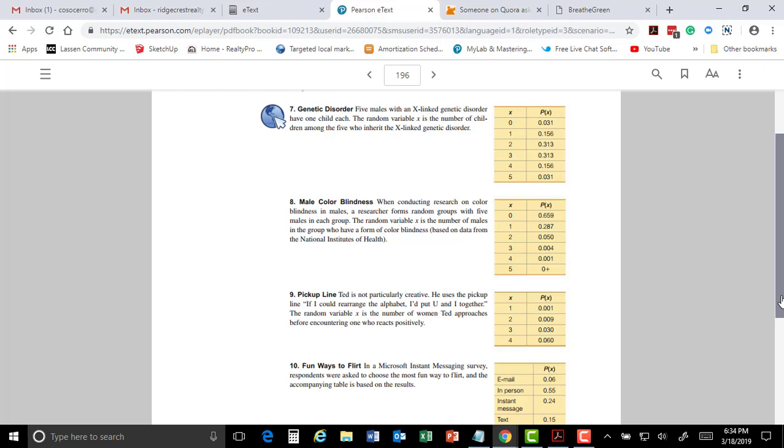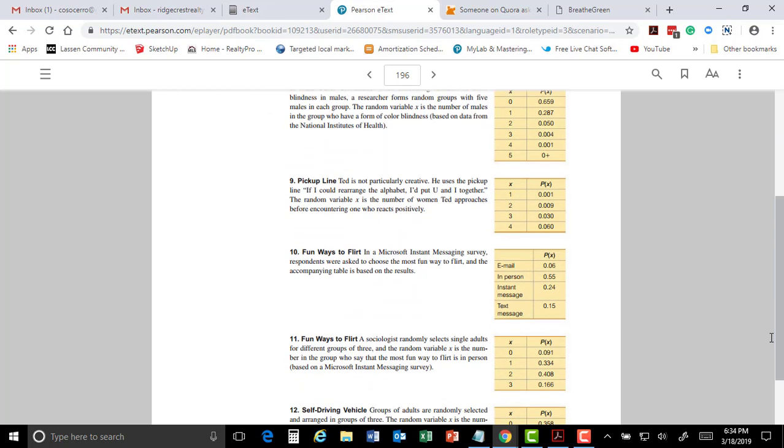Okay. Well, anyway, this is the pickup line. Fun ways to flirt. They have a branch of mathematics called game theory. So it's the whole mathematics of what's the best strategy to play against an opponent to increase the chances of winning. That's what these things are, kind of, right?